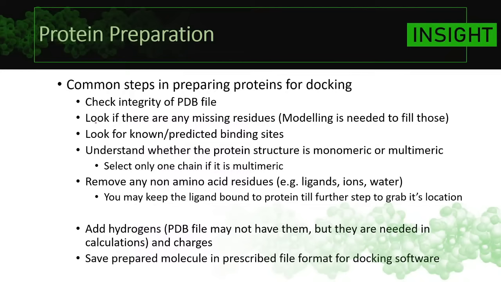Using an incomplete protein structure may lead to unwanted artifacts in the docking calculations. So make sure that the proteins that you're choosing do not have any missing residues. If they do have any missing residues, then we have to model them by using some kind of modeling. We can use Prime from Schrodinger or Modeler software itself, which is freely available, to fill those residues and create the complete protein structure.